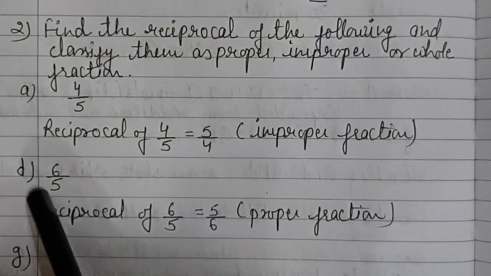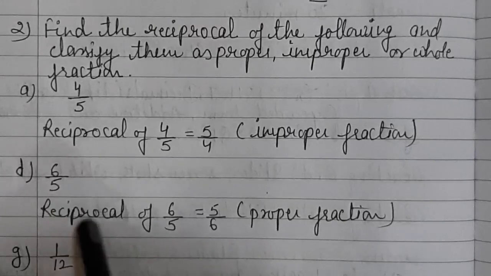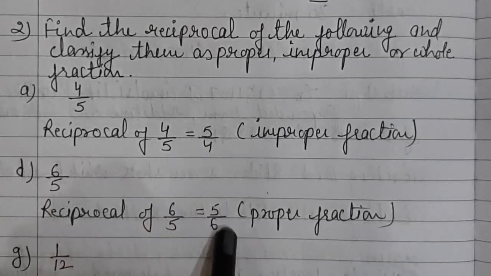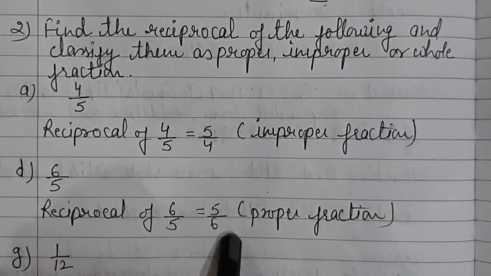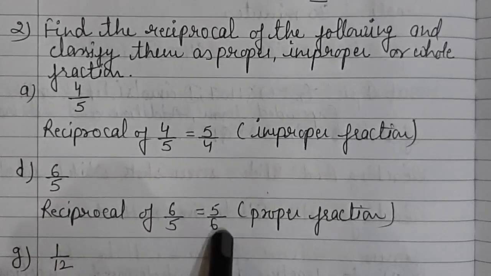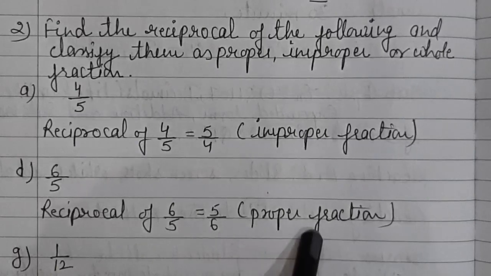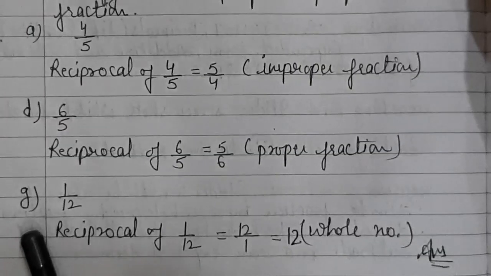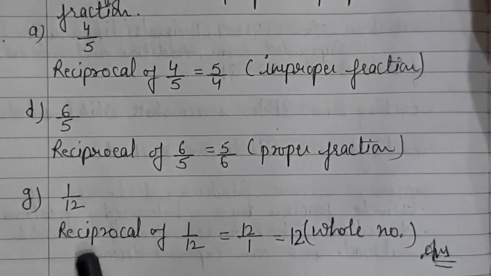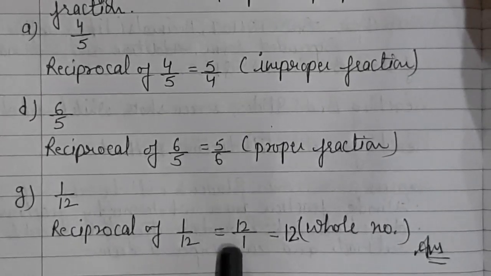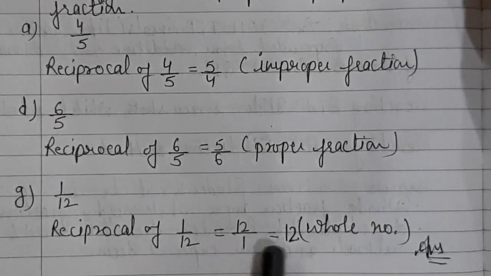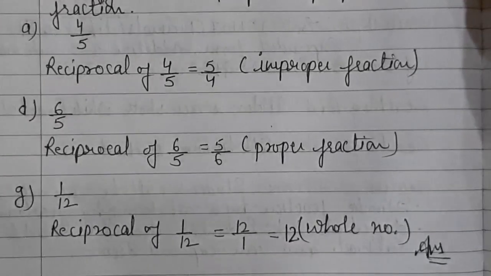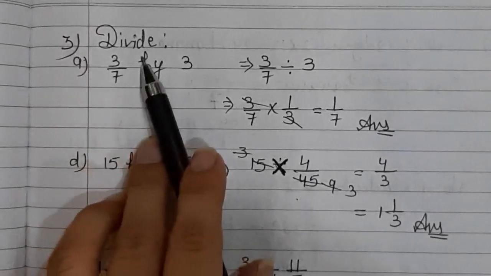Now come to D part. 6 by 5. Reciprocal of 6 by 5 is 5 by 6. Here you can see the numerator is less than the denominator. So this is a proper fraction. Right? Now G part, 1 by 12. So the reciprocal of 1 by 12 is 12 by 1, or we can say 12 only, and 12 is a whole number. Now come to third numerical, divide.